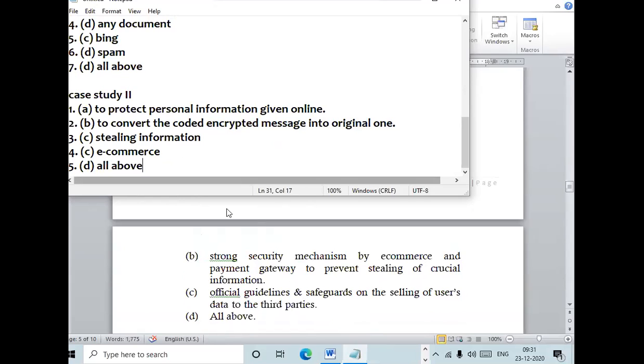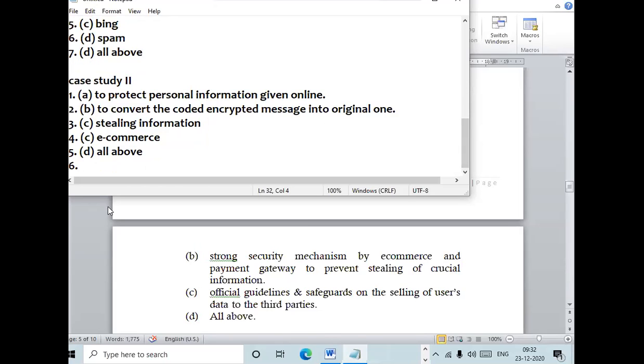Am I totally clear with all the 5 MCQs? Raise your thumb immediately. All right.